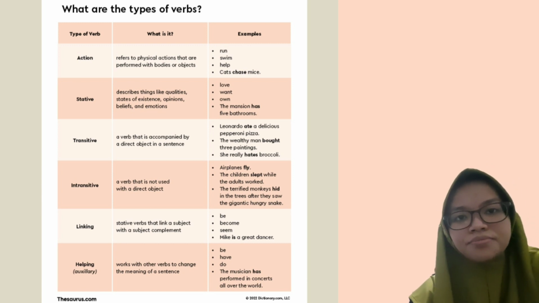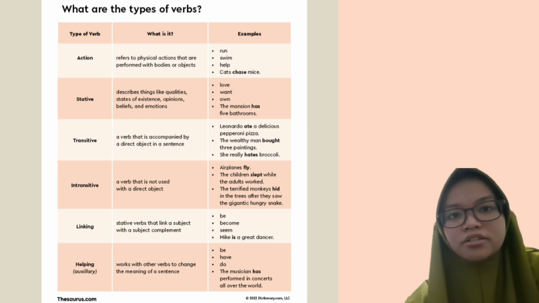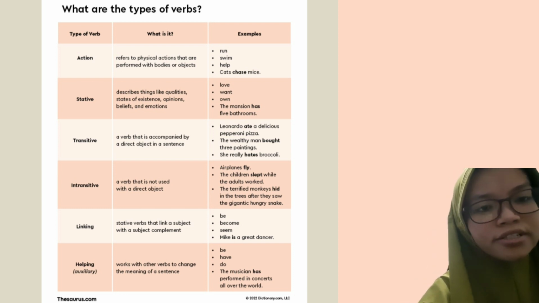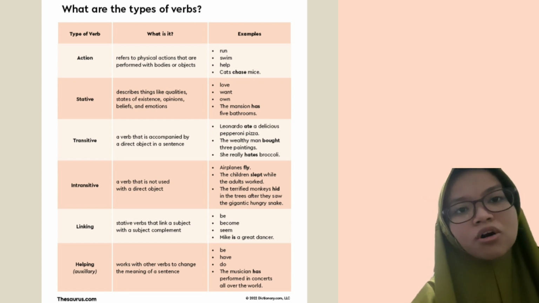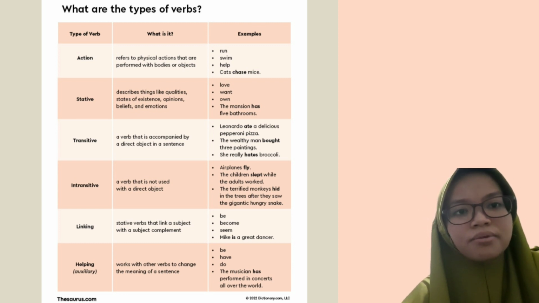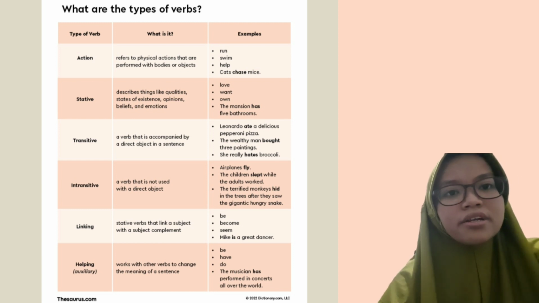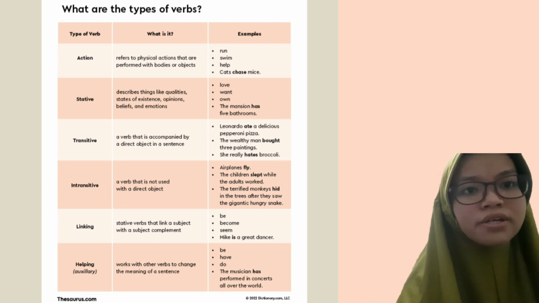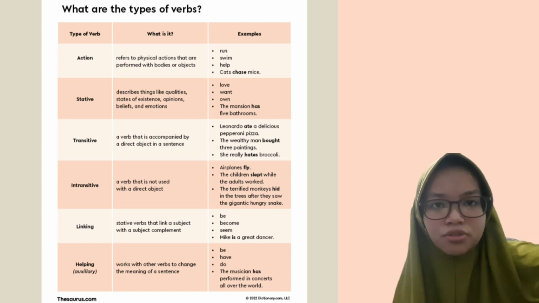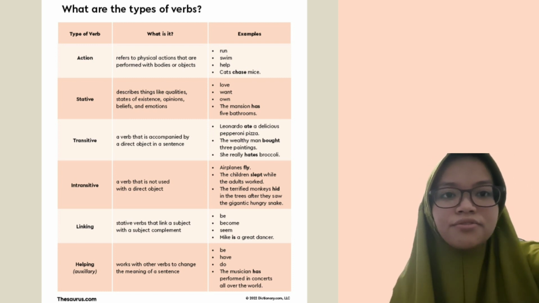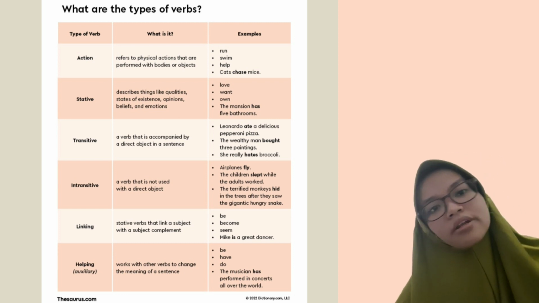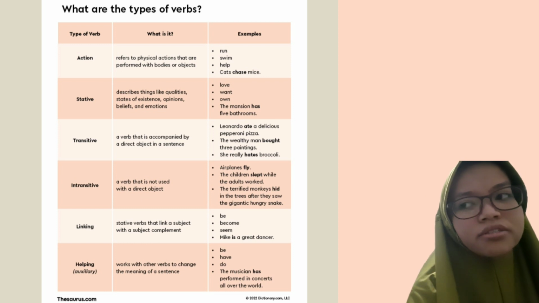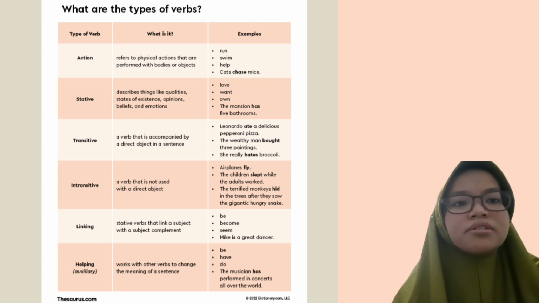Okay, so the next is, what are the types of verbs? We can see it in the table. Types of verbs, the definition, and the examples. First, action refers to physical actions that are performed with bodies or objects. For example, cats chase mice. The next is stative. The definition is describing qualities, states of existence, opinions, beliefs, and emotions. The example, mansion has 5 bedrooms. And next, transitive, a verb that is accompanied by a direct object in a sentence, like Leonardo ate a delicious pepperoni pizza. Next is intransitive, a verb that is not used with a direct object, and the example is airplanes fly.